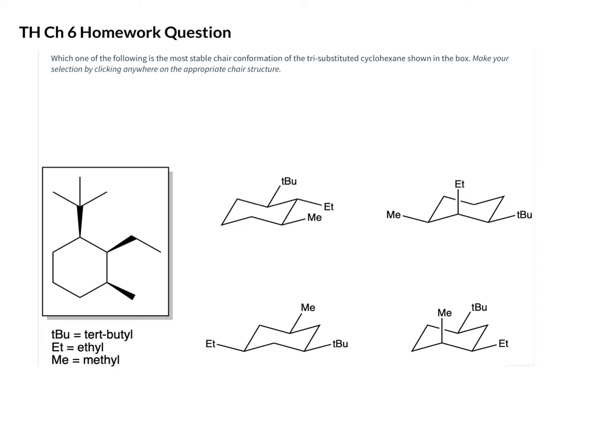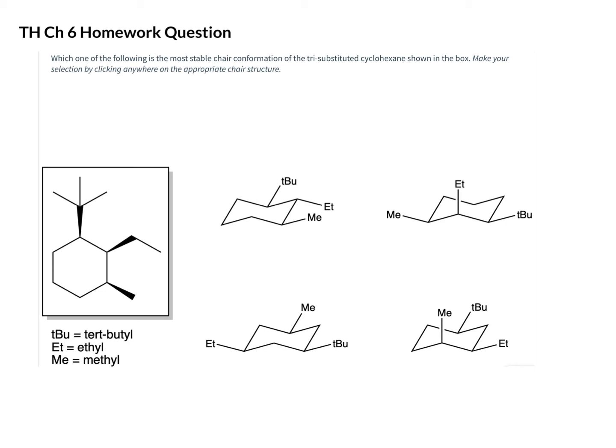If the question had just asked which of these four chair structures is the most stable overall, then it would be okay to select one of these two structures. But this is specifically asking about the structure shown in the box, and neither of these two structures match the one in the box. So what we want to do is just develop a numbering scheme to keep track of everything.